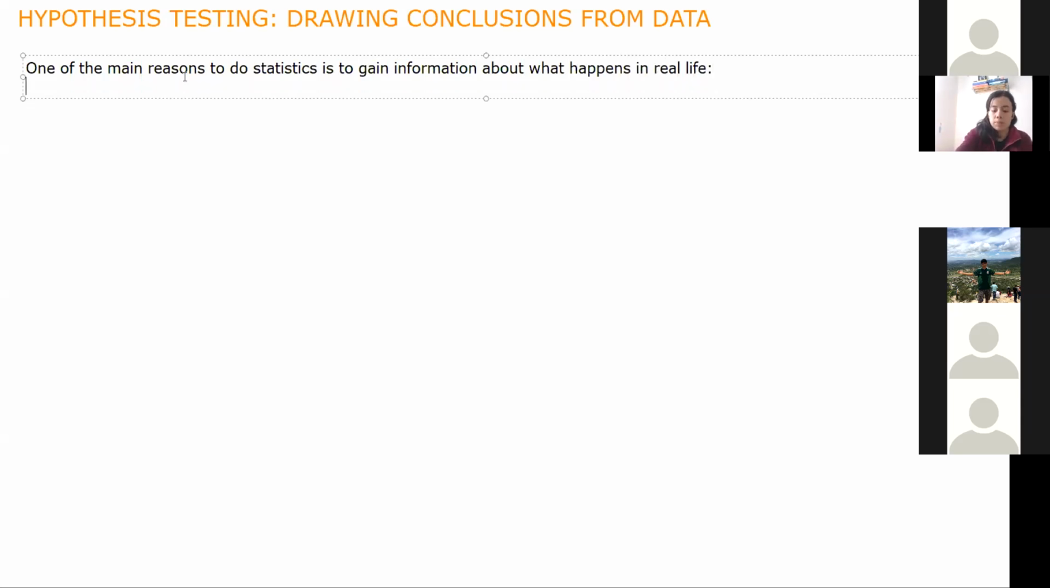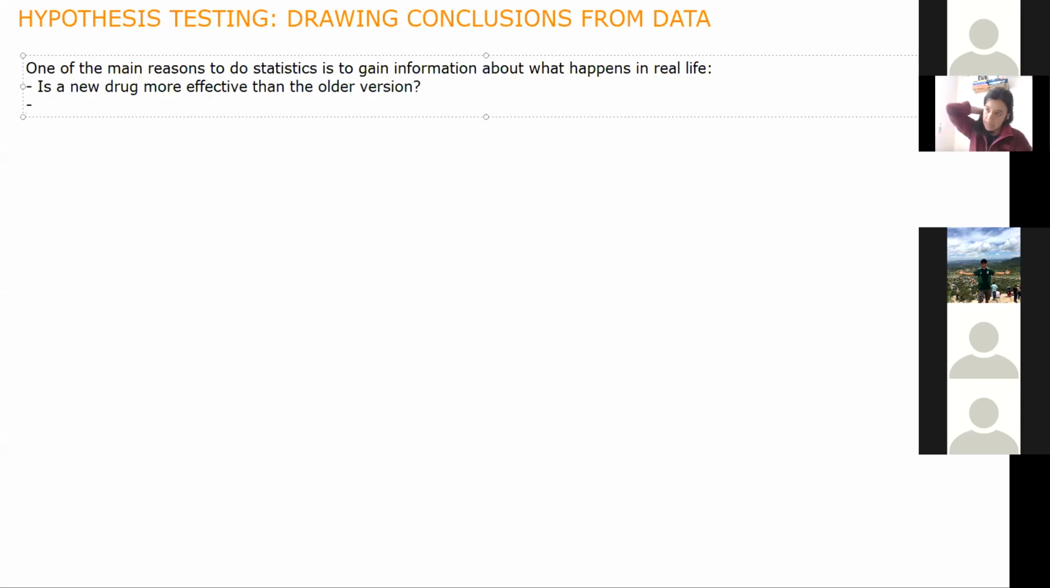Some examples of this could be to answer the following questions. The first question is, for example, we could determine whether a new drug is more effective than an older version of that same drug. So maybe a treatment for a given disease has been found, and we would like to determine if the treatment is more effective than an alternative treatment that there is for that given ailment.